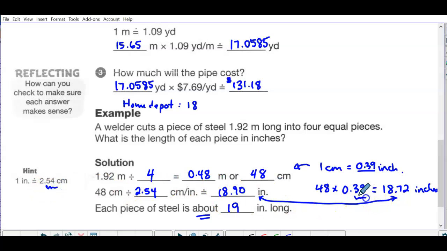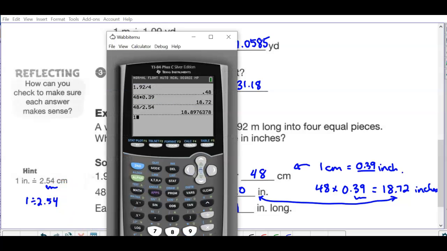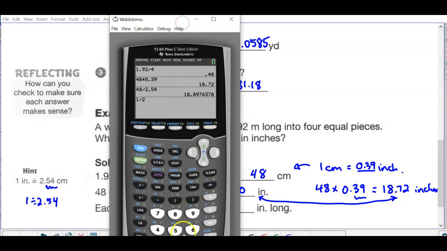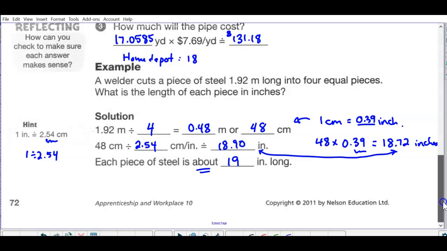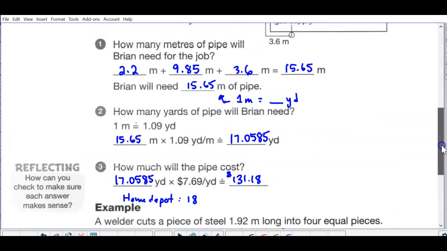Okay, if we divide 1 by 2.54, you'll see that it is 0.39 with more decimal places. Okay, so that's why they're not exactly the same. So just be aware of that. And that's the end of 3.2.